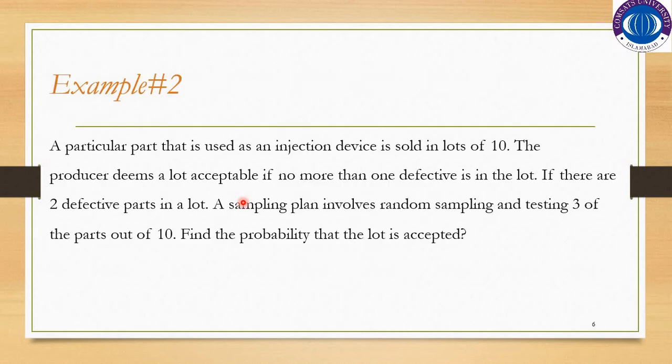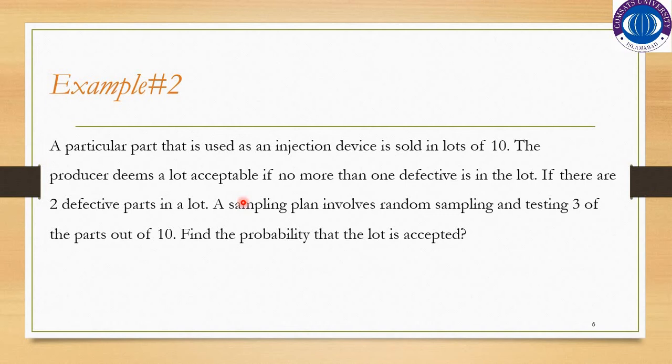Example number 2. A particular part that is used as an injection device is sold in lots of 10. The producer deems a lot acceptable if no more than one defective is in the lot. If there are 2 defective parts in a lot, a sampling plan involves random sampling and testing 3 of the parts out of 10. Find the probability that the lot is accepted.